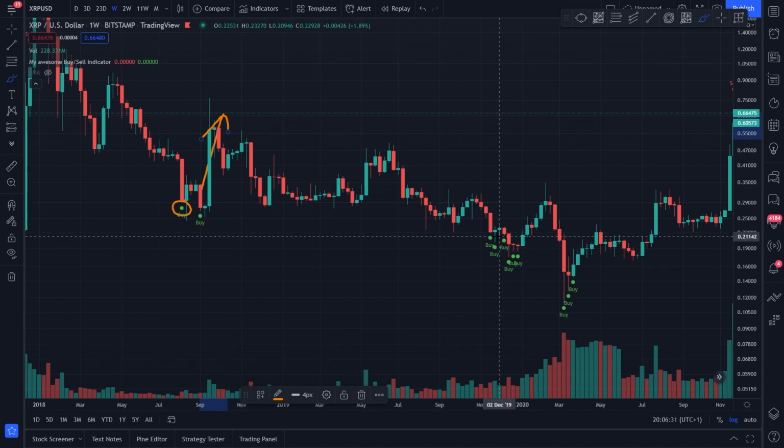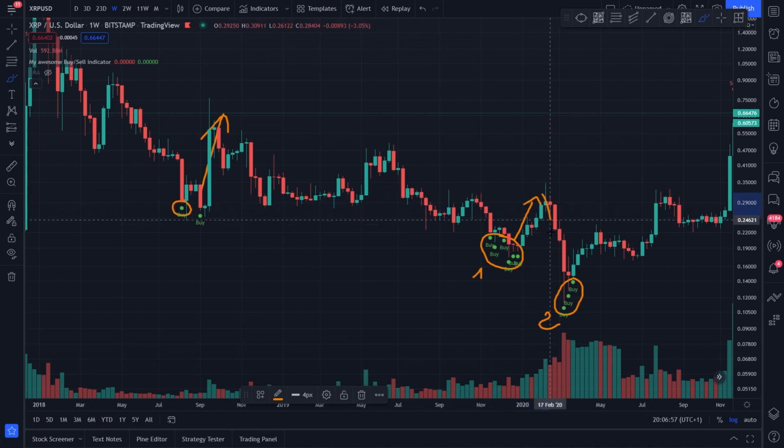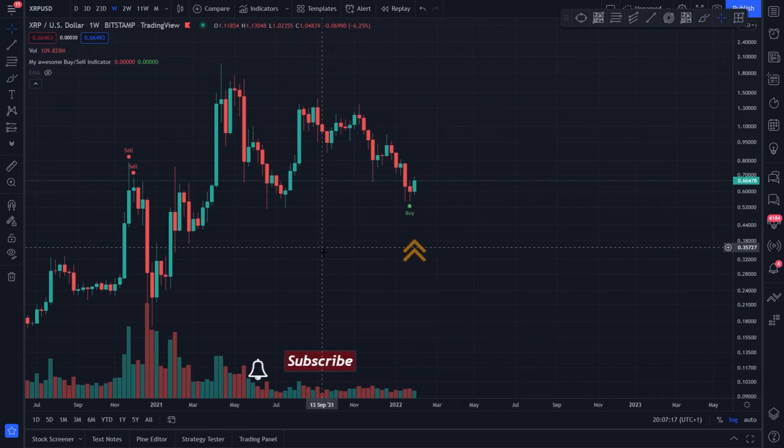And here we have a cluster again of buy signals, so one, and we have a second cluster of buy signals, two. And this was a pretty interesting opportunity because, of course, we had a strong move to the upside, but after this we went to the downside, and this was the real opportunity because it was the very bottom of XRP.